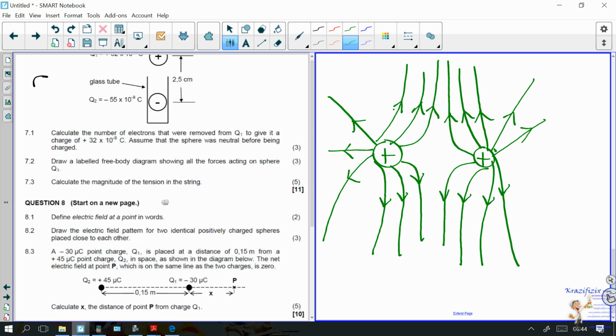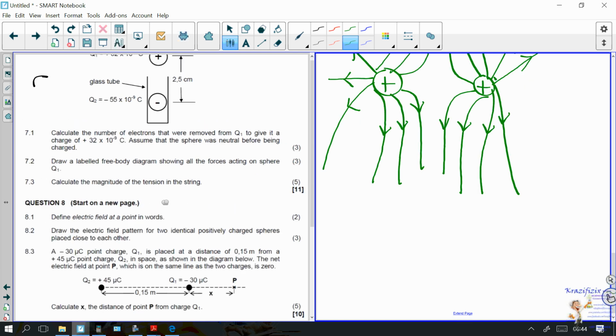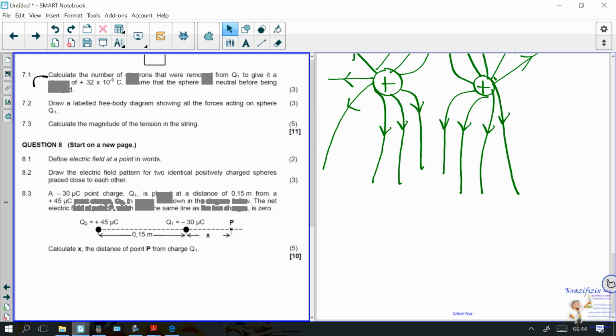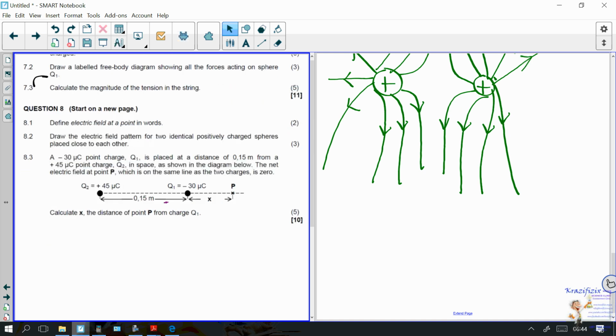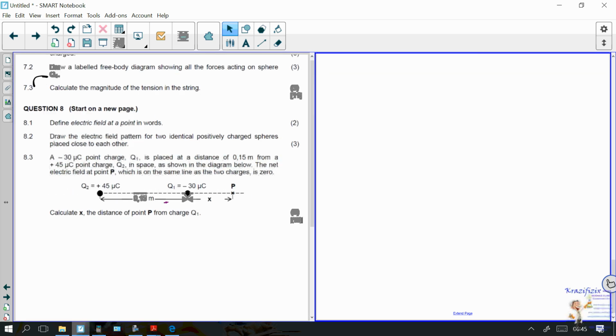Okay, quickly, let's run to calculations. A negative 30 microcoulomb point charge Q1 is placed at a distance of 0.15 meters from a positive 45 microcoulomb point charge Q2 in space, as shown in the diagram below. The net electric field at point P, which is on the same line as the two charges, is 0. Calculate x, the distance of point P from charge Q1. Okay, we're going to run through this with the speed of light. Our focus is on P.